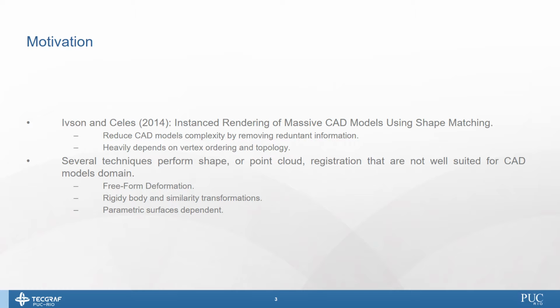are not well suited for the 3D CAD domain, since their outputs are free-form deformation grids, which are not very good for rendering tasks. They also output rigid body and similarity transformations, but connected components may differ by non-uniform scaling. And they also use parametric surfaces, such as cylinders and cones. But during the modeling, general triangular meshes are often used.